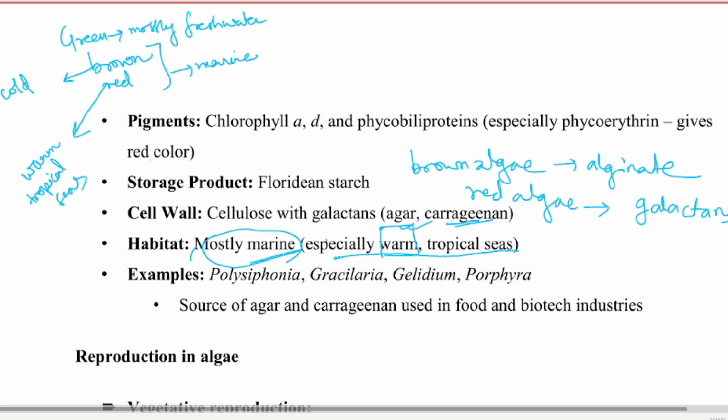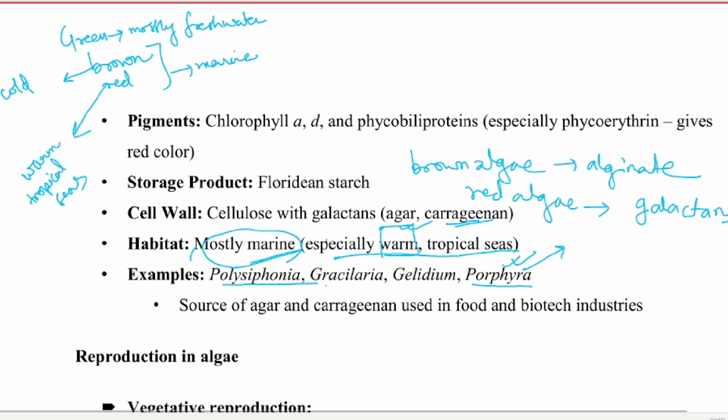A common interesting example to remember is Polysiphonia and Porphyra. Porphyra has a very important economic importance. It is used to make sushi's outer covering, that algae paper, which is made of Porphyra in many cases.